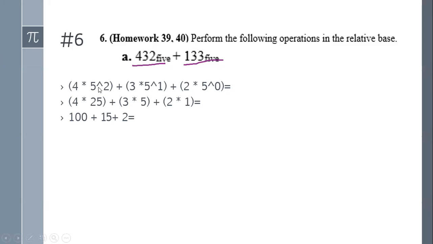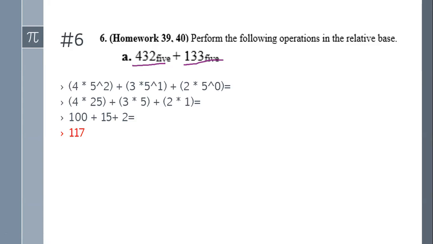So inside the parentheses, order of operations says you should do the exponents first. So 5 to the second power would give you 25. I've lost my mouse. And then 5 to the first power is 5. And then if you remember, any number to the power of 0 is always going to be 1. So now we'll do multiplication inside the parentheses. So you've got 4 times 25 is 100. 3 times 5 is 15. 2 times 1 is 2. Add them all up, and you get 117.